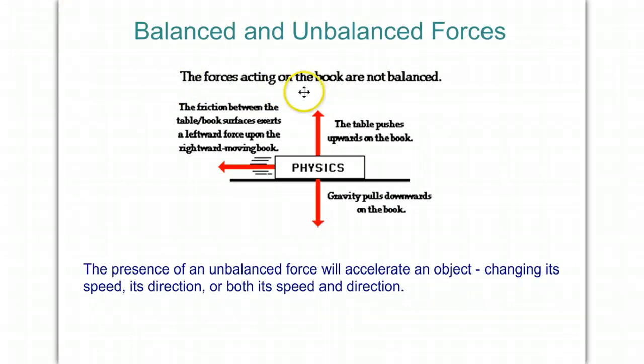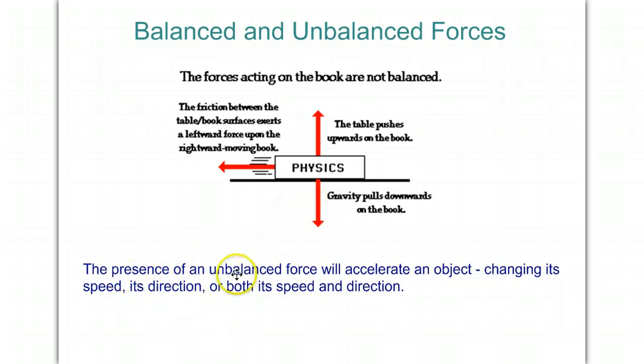If you have unbalanced forces, then you're going to have acceleration. So the forces acting on this book are unbalanced, where you have upwards the table, downwards the gravity. These are the opposite forces of each other. And then we have the friction between the table and book surfaces exerts a leftward force upon the rightward moving book. So if the book is moving toward the right, then if it's actually moving, the forces are unbalanced. If it were not moving, but you were still pulling to the right, then there would be balanced forces.